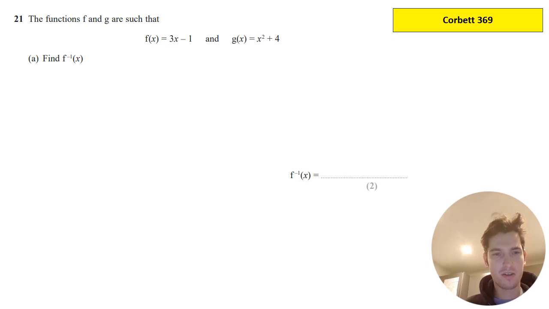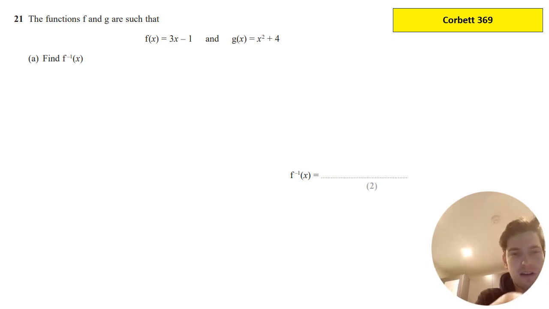Okay, so question 21 is a functions question, so that's good, we've done that recently. It's given me 2 functions. I'm going to do part A on this page and then part B on the next page. So f inverse of x. So you should remember how to do this.